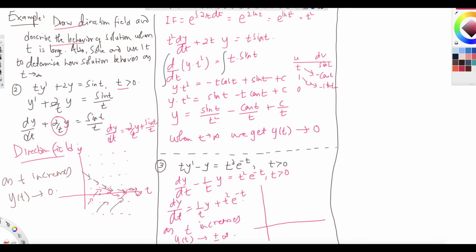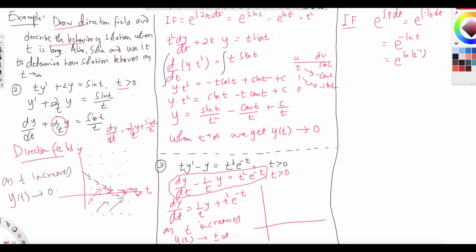Right now we need to solve this by using the linear method. So this is the equation we take: dy over dt plus p, which is negative 1 over t, y equals q. Let us find the integrating factor. The integrating factor is e to the integral of p dt, that is e to the integral of negative 1 over t dt. So what do you get? It is e to the negative natural log of t, because 1 over t has integral natural log of t. So this can be written as e to the ln t to the negative 1.